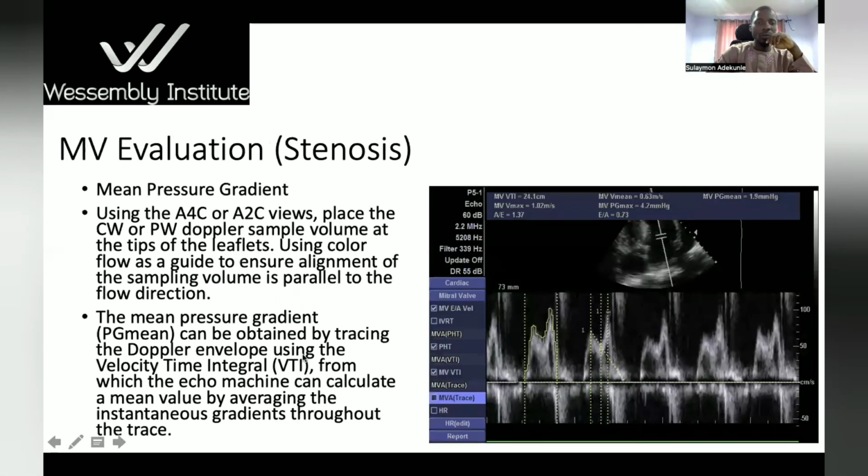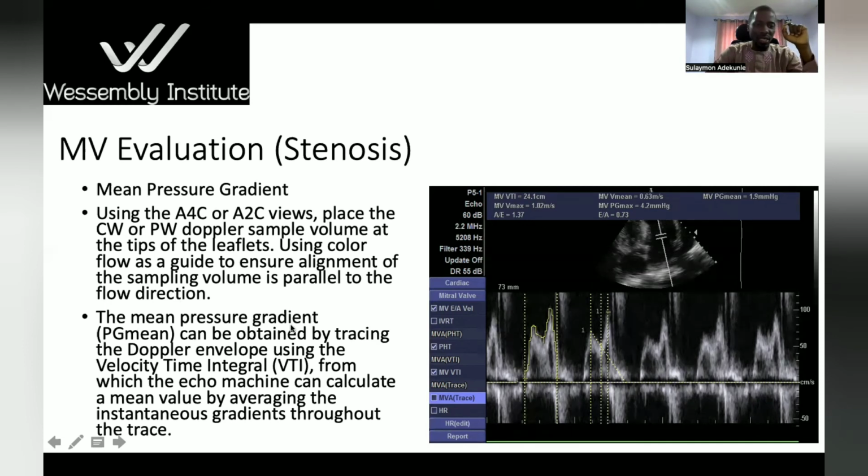So let's take them one after the other. For stenosis, the mean pressure gradient method of mitral valve stenotic evaluation: we use the apical 4 or the apical 2 chamber views by placing the continuous wave or the pulse wave Doppler sample volume at the tips of the leaflets, using color flow as a guide to ensure alignment of the sampling, like we've always said, and ensuring that it's parallel to the direction of flow.